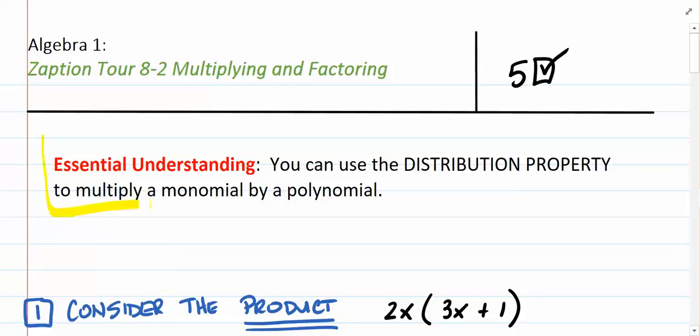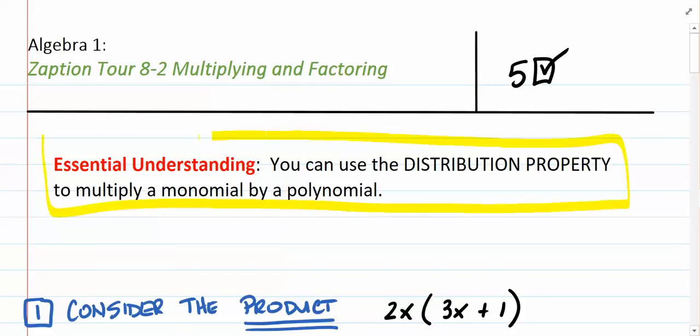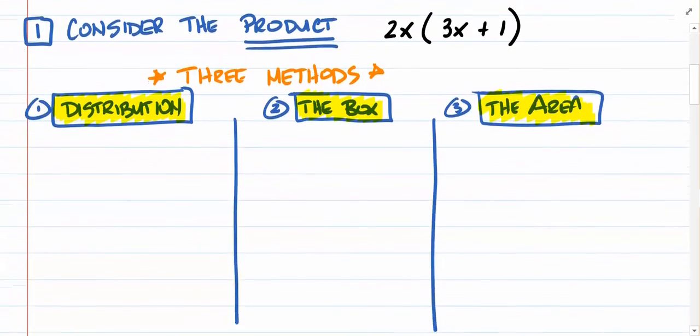So the distribution property comes up a lot in this section, and I want to make sure that we understand that distribution only happens over addition or subtraction. I'll talk more about that as we move along. So let's get into box number 1 here. This is a very good box.